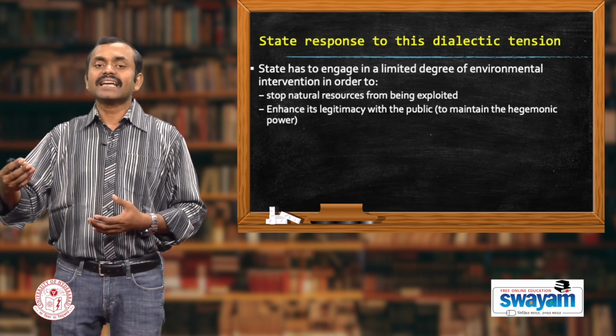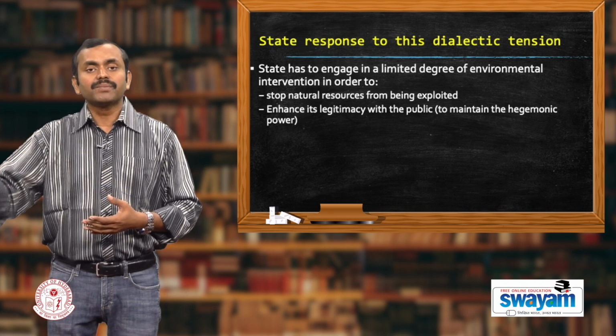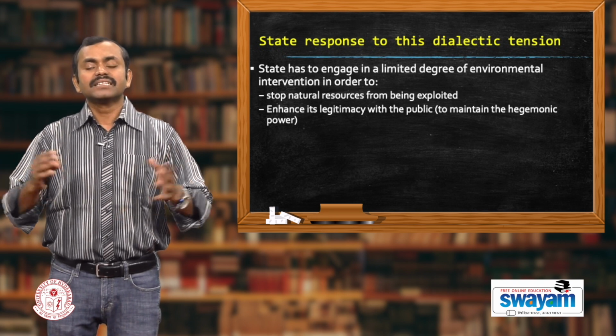So, the state will respond in a way where it can balance these conflicting roles, and that will result in enhancing the state's legitimacy over the people, and that will help the state to maintain its hegemonic power. The state cannot openly say that it supports environmental protection and therefore neglects economic growth. At the same time, the state also cannot openly say that it facilitates capitalism and therefore does not care for nature. A capitalist state in this treadmill of production has to take a balanced role, where it can come out with limited environmental interventions, which will be sufficient to give it a more hegemonic power over the people.